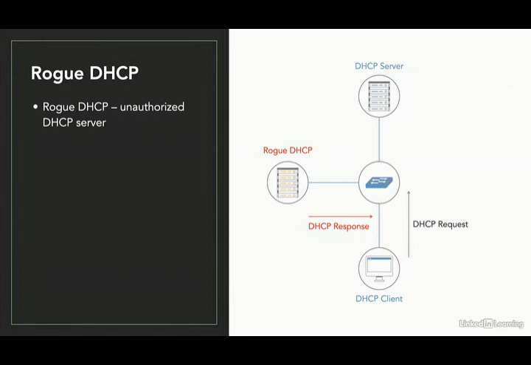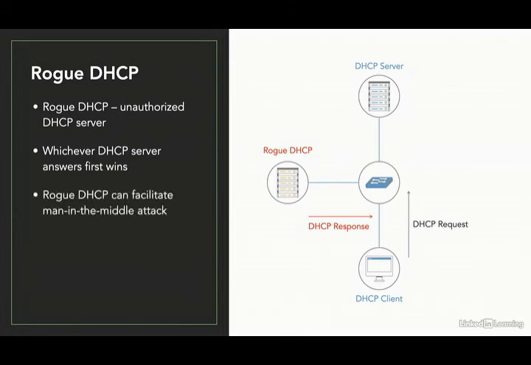DHCP is, in essence, a foot race. Generally, whichever server answers first wins, so an admin can never quite predict which clients will be affected. A malicious user can also introduce a rogue DHCP server on a network to perform man-in-the-middle attacks. This can be mitigated via a couple of methods.